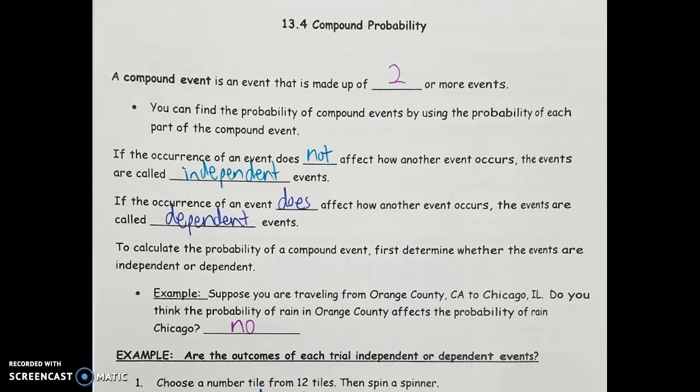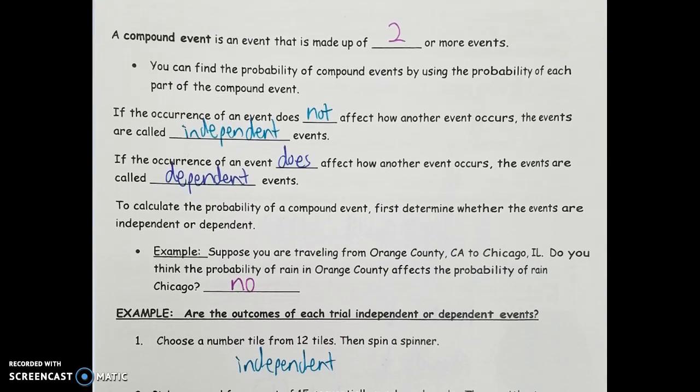A few more examples to look at and decide if they're dependent or independent. For example, if we choose a number tile from 12 tiles and then spin a spinner, those are our two separate events, choosing that number tile and spinning a spinner. That would be an example of a compound event that's independent, because whatever I chose on the tile is not going to affect how I spin that spinner. So the results from one event are not going to affect the results of the other.